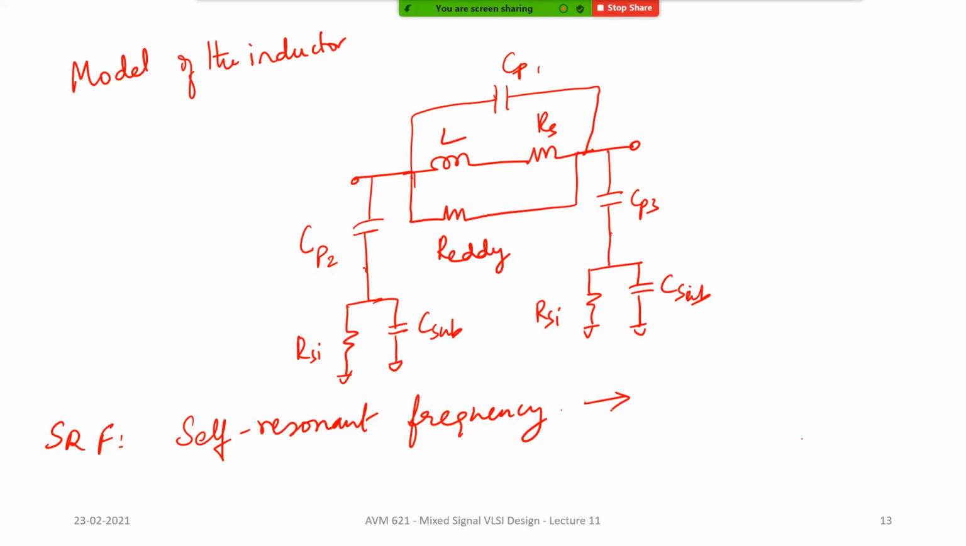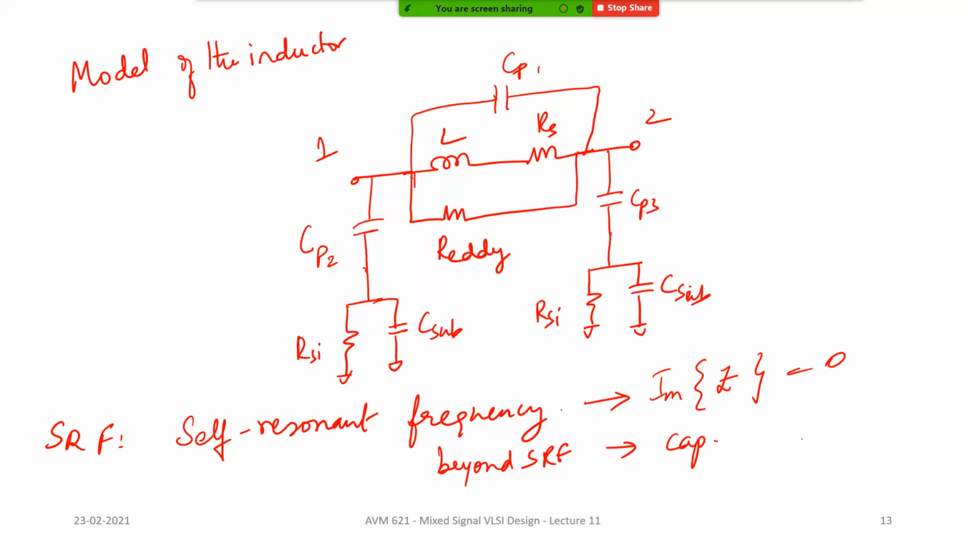In other words, the way you see it is where the imaginary part of this whole network, the imaginary part of this Z, crosses 0. And beyond SRF, this whole structure behaves as a capacitor. All right. So usually, let's say an inductor which is designed to be used at 1 gigahertz, its SRF will be around 20 gigahertz or something.